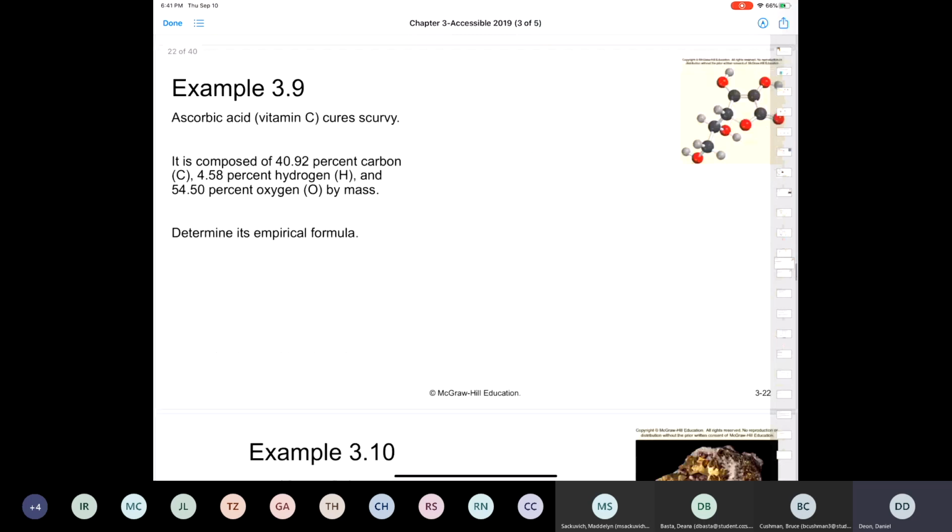If you're not entirely sure about what I'm discussing here, let's take a look at a problem where we do just this. We take percent composition and we determine the empirical formula. It says here that ascorbic acid or vitamin C can cure scurvy. It's composed of 40.92% carbon, 4.58% hydrogen, and 54.50% oxygen by mass. Now let's assume a 100-gram sample of vitamin C.